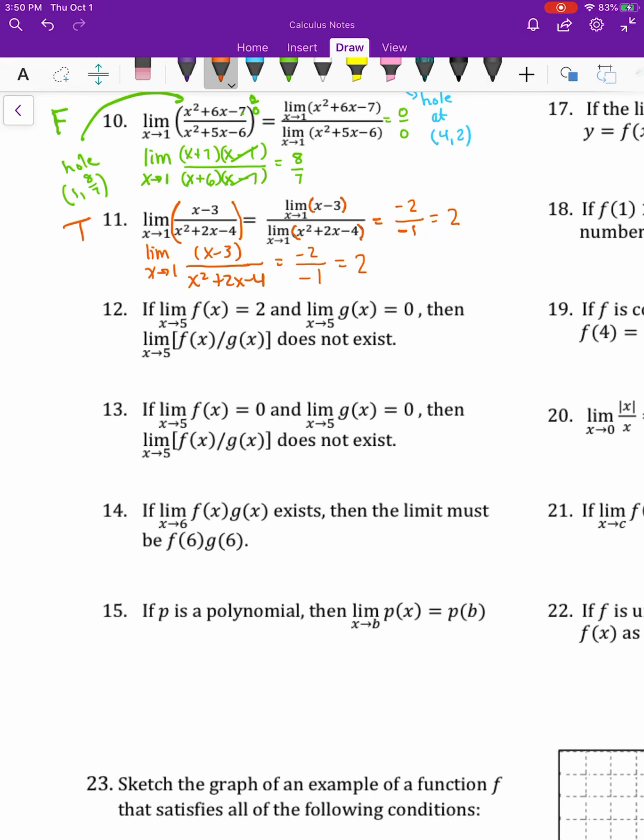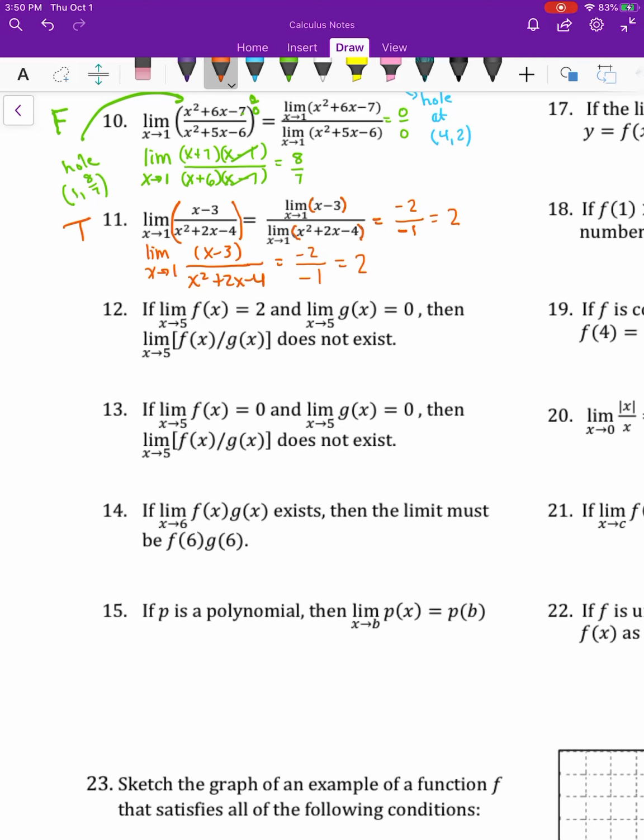All right, number 12. The limit as x approaches 5 of f of x is 2. And the limit as x approaches 5 of g of x is 0. So if that's the case, then the limit as x approaches 5 of f of x divided by g of x does not exist. Okay, so let's think about that, because you know that your limit as x approaches 5 is 0, okay?